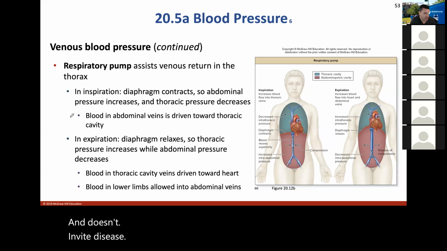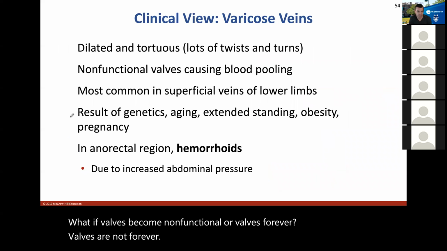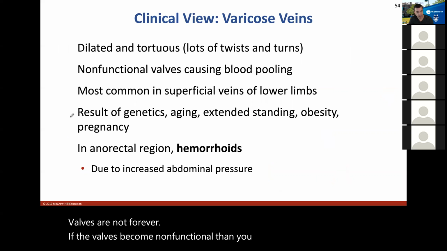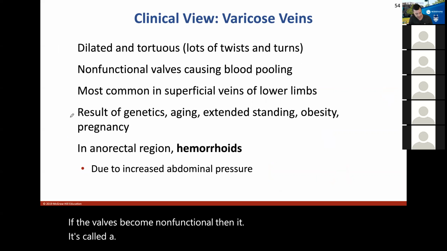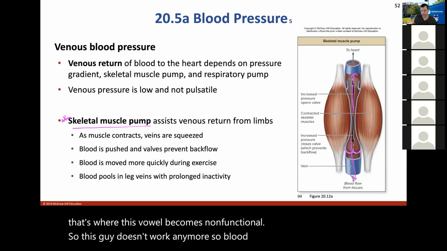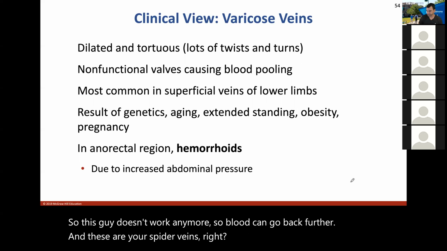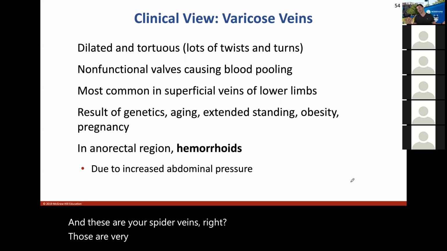What if valves become non-functional? Are valves forever? Valves are not forever. If the valves become non-functional, then you know it. It's called a varicose vein. That's where this valve becomes non-functional. So this guy doesn't work anymore. So blood can go back further. And these are your spider veins, right? Those are varicose veins. The most classic example of a varicose vein is a hemorrhoid.